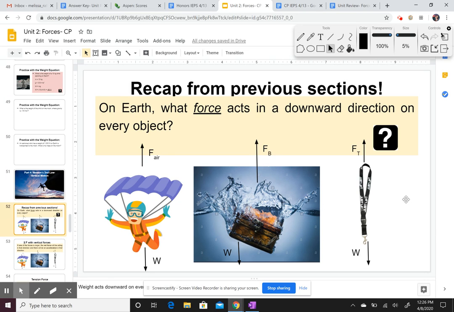If you're looking at something sinking in water, like a treasure chest in an ocean, you have weight trying to pull it down to the bottom of the ocean, the weight of that chest, but then you have a buoyant force acting from the water upwards. And then here's our skydiver example again. So we have weight trying to pull this guy down, but the parachute is providing some air resistance working against weight. Okay, so notice how weight is the force that acts downward in every case.